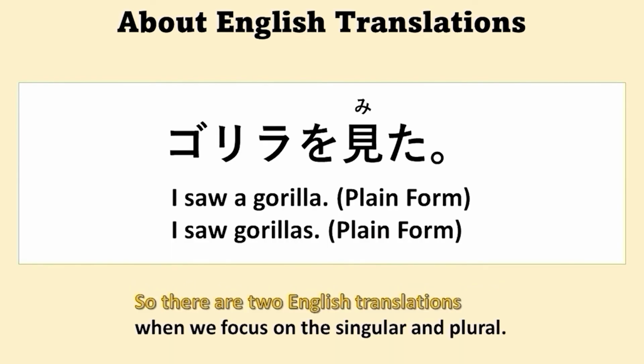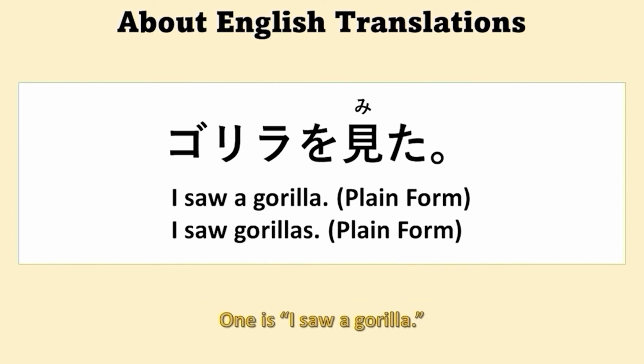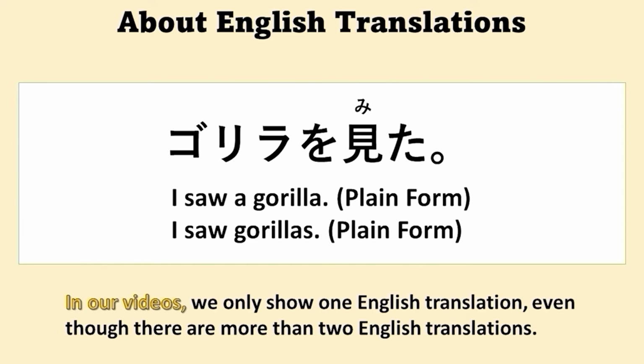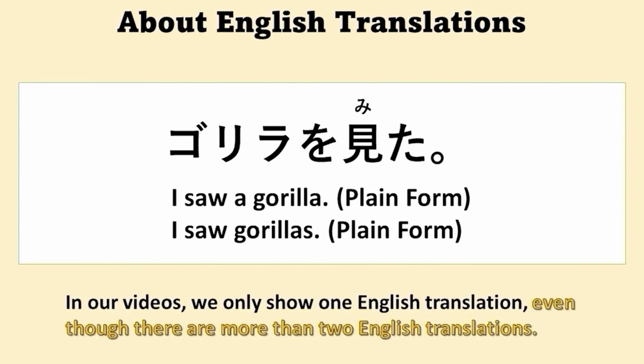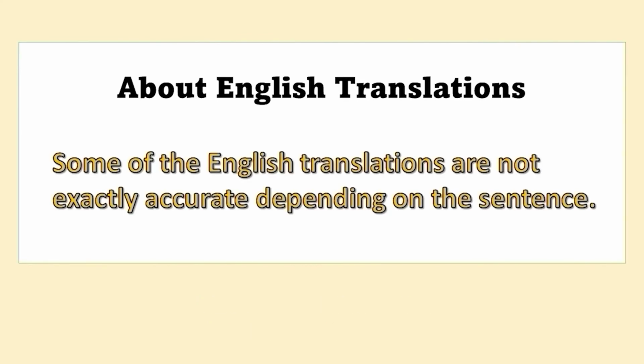So there are two English translations when we focus on the singular and plural. One is, I saw a gorilla. The other is, I saw gorillas. In our videos, we only show one English translation, even though there are more than two English translations. When you watch our videos, please keep this in mind. Some of the English translations are not exactly accurate depending on the sentence.